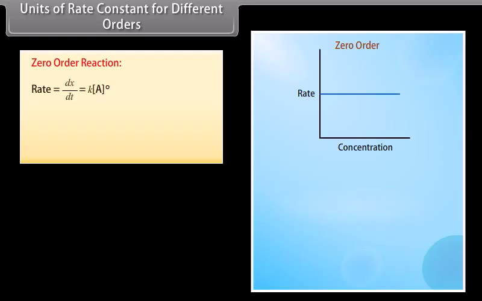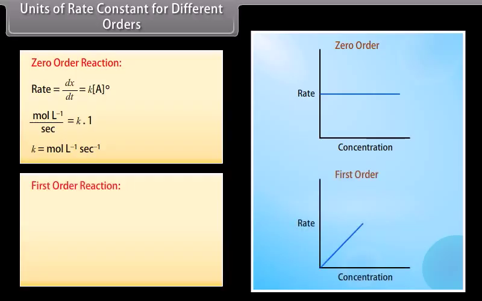Units of rate constant for different orders. Zero-order reaction. Rate is equal to dx by dt, which is equal to the product of k and a raised to the power 0. Thus, units of rate constant for zero-order reaction are mole per liter per second. First-order reaction. Rate is equal to dx by dt, which is equal to the product of k and a. Thus, the unit of rate constant for first-order reaction is per second.